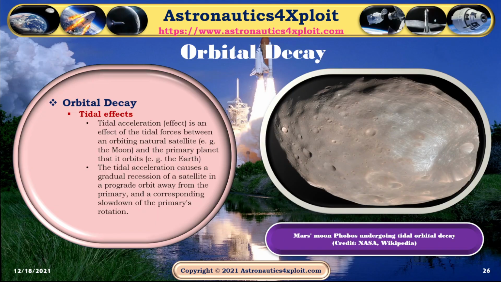Tidal effects. Tidal acceleration is an effect of the tidal forces between an orbiting natural satellite, for example the Moon, and the primary planet that it orbits, for example the Earth. The tidal acceleration causes a gradual recession of a satellite in a prograde orbit away from the primary and the corresponding slowdown of the primary's rotation. This picture shows Mars moon Phobos undergoing tidal orbital decay.